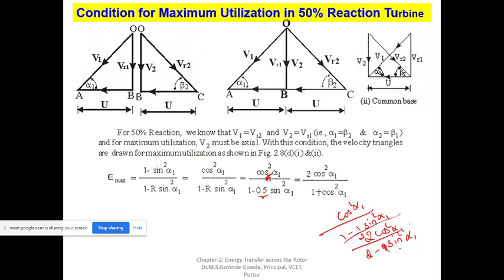2 minus sin square alpha 1 can be written as what? 2 minus 1 minus cos square alpha 1. Correct? So if I write it as 1 minus cos square alpha 1, that becomes 2 minus 1 plus cos square alpha 1. That is 1 plus cos square alpha 1. Are you getting this, guys?